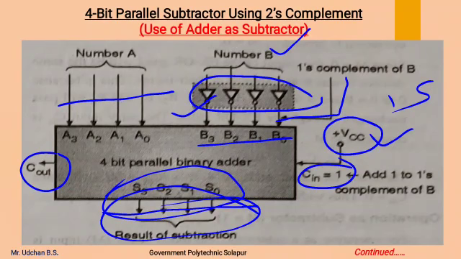This is how we can subtract 4-bit numbers using a 4-bit adder by simply connecting the number B as input through NOT gates and the carry input connected to plus VCC permanently. These are the only 2 modifications which we have to do in the adder circuit to make it act as a subtractor circuit.